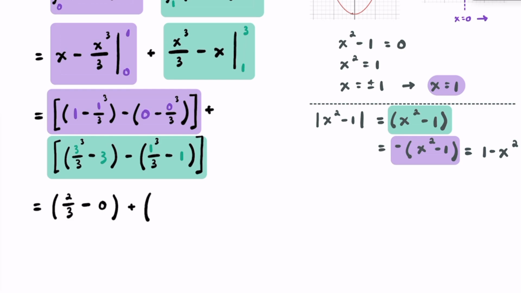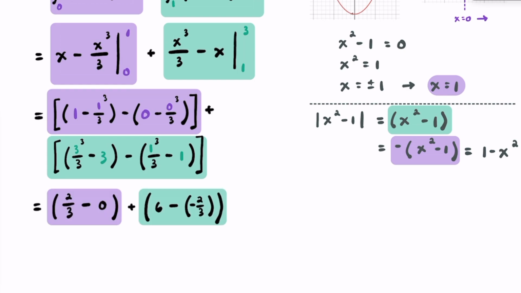So for this piece, we have 3 cubed, just 27 over 3, which is 9. 9 minus 3 is going to be 6. So we're going to have 6 here minus. And then over here, we have 1 cubed, which is 1. 1 over 3 is 1/3. A third minus 1 is going to be negative 2/3. So I'm going to put another parentheses in and say that's negative 2/3 here.